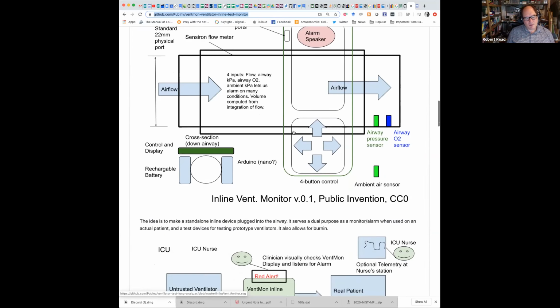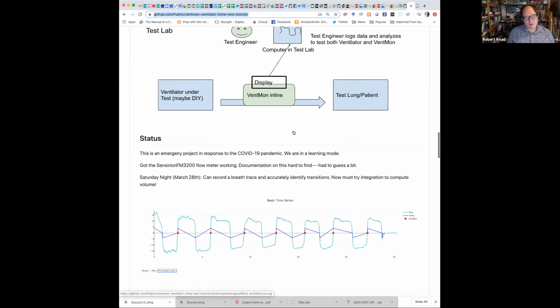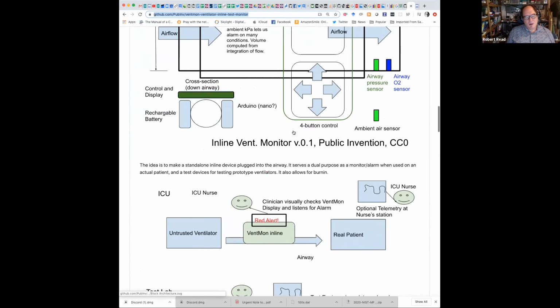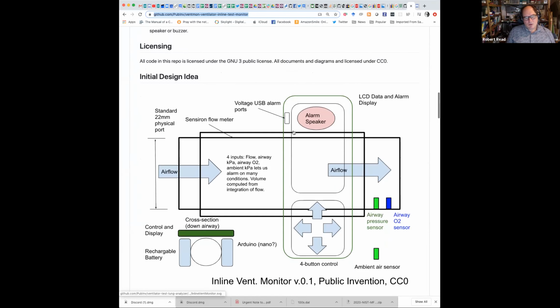This is not a ventilator, and I don't know how successful I'm going to be with it. But the idea here would be other teams could take this and use it as a monitoring solution or use it as a testing solution, okay?